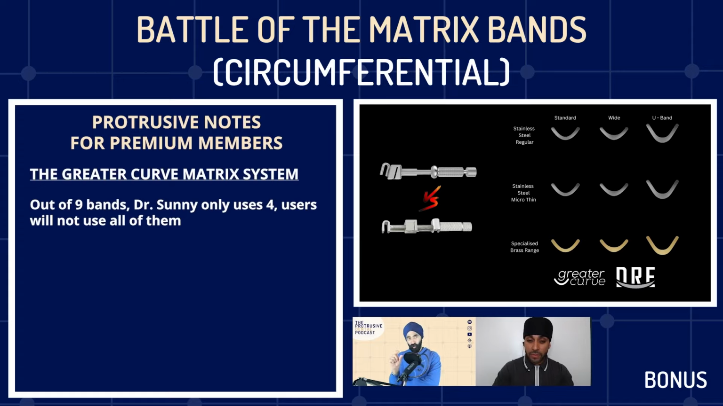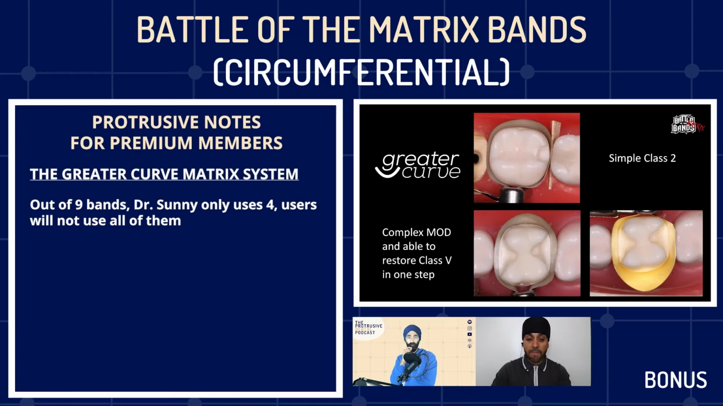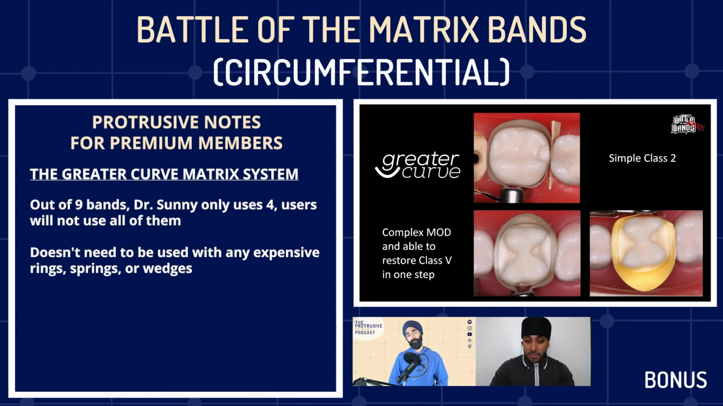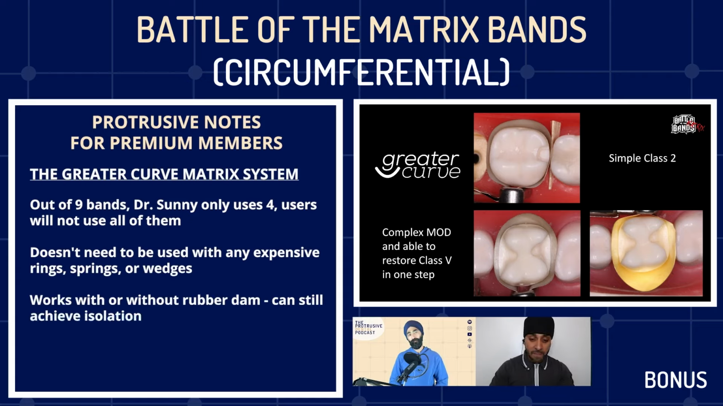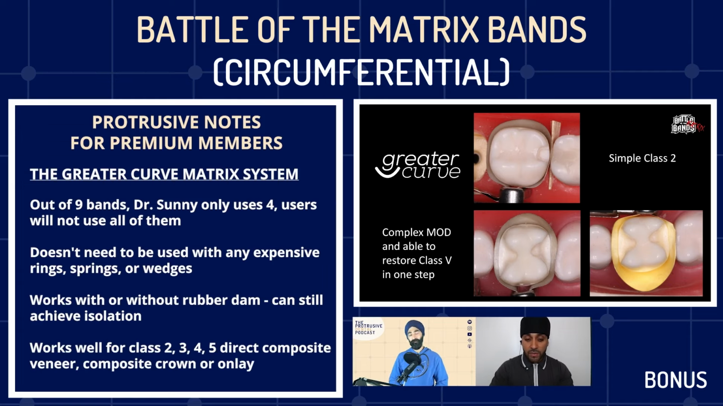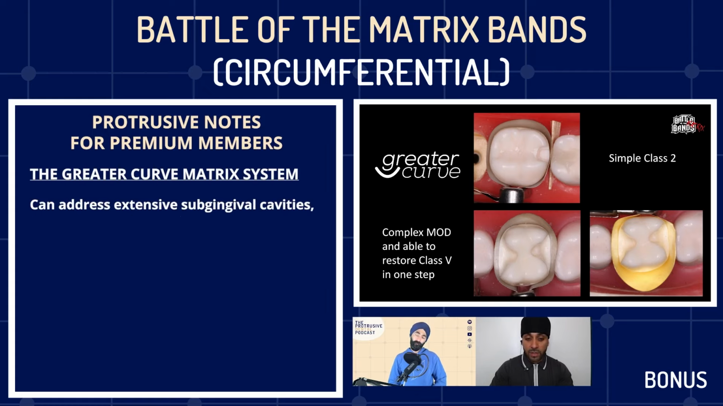But can we just change the order of this, Sonny? Do you mind jumping to the bit where you have it on the cavity? Okay. So just the primer: the system comes with a customized greater curve Tofflemire retainer, and you have a choice of nine bands. It doesn't need to be used with any expensive rings, springs, or wedges. Shockingly, it works with or without rubber dam, and you can still achieve isolation at the cervical margin. It works really well for class 2, 3, 4, 5, direct composite veneer, direct composite crown, or onlay.